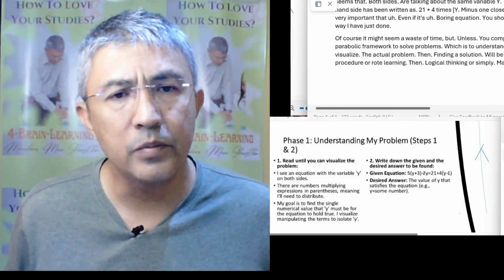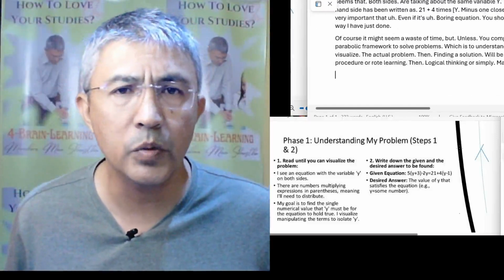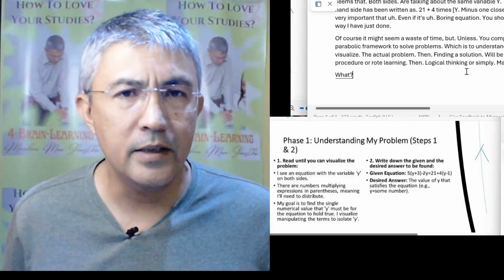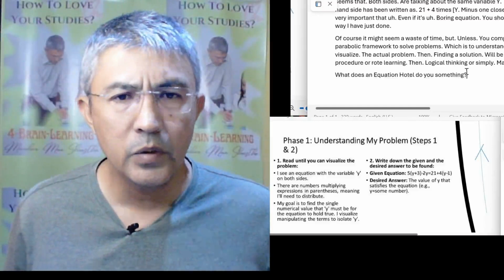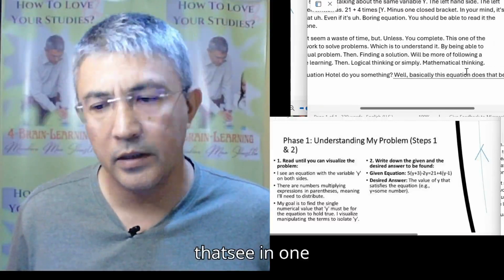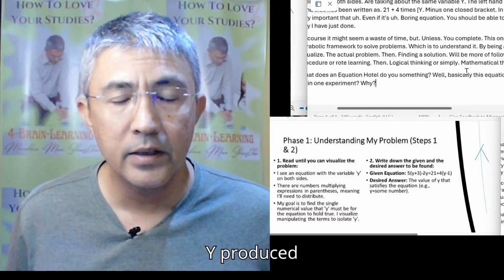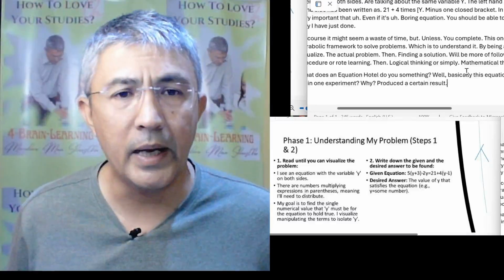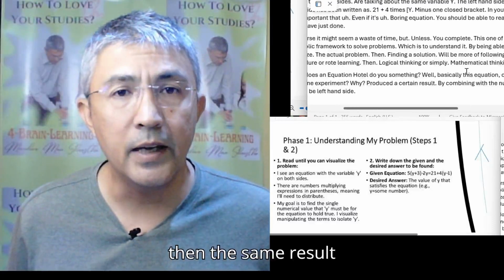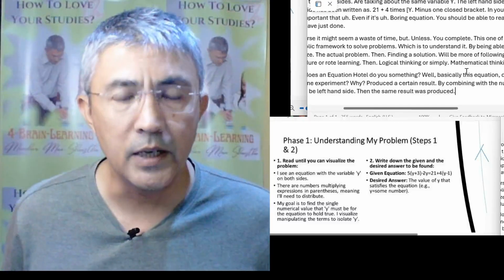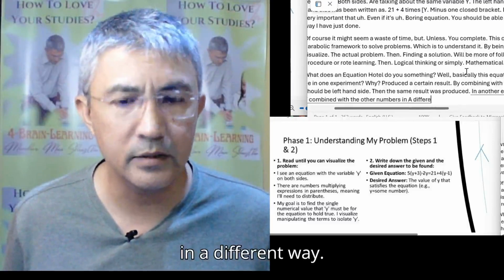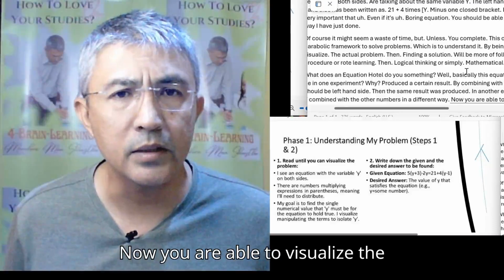If you have time, you can ponder on what such an equation is actually telling. What does an equation tell you? Well, basically, this equation tells us that maybe in one experiment, y produced a certain result by combining with the numbers on the left-hand side, then the same result was produced in another experiment when y combined with the other numbers in a different way. Now you are able to visualize the problem.